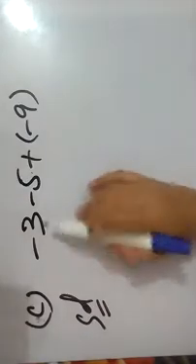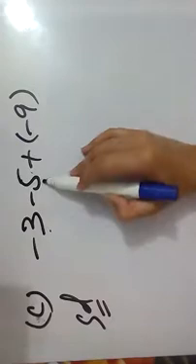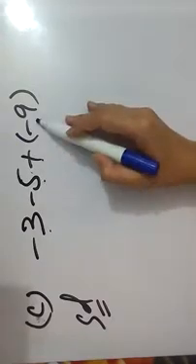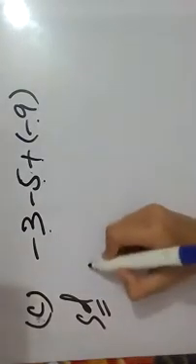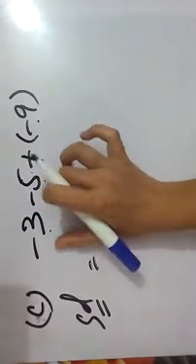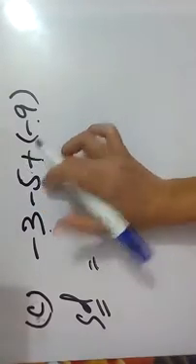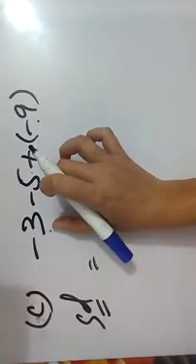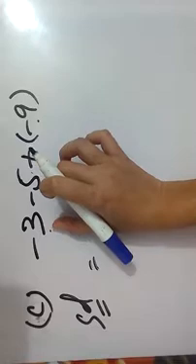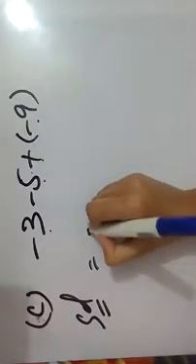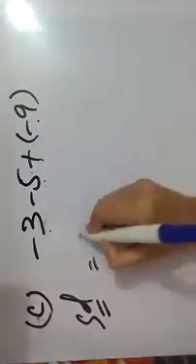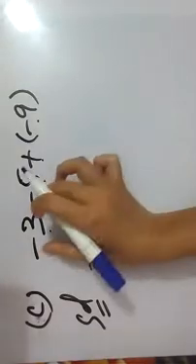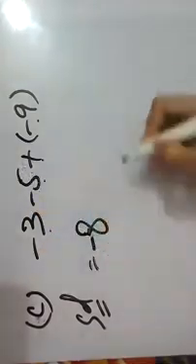Our C part is negative 3 minus 5 plus negative 9. So let's start. Now both numbers have the same sign, so we will add these numbers. 3 plus 5 is 8, and the common sign between both numbers is minus.